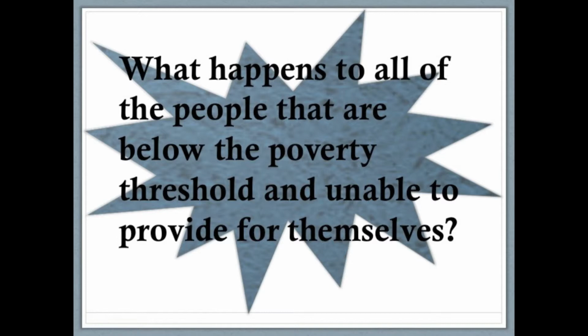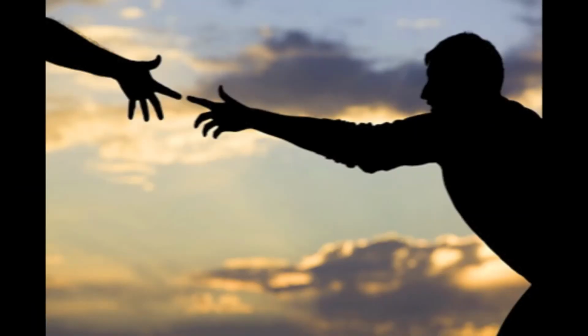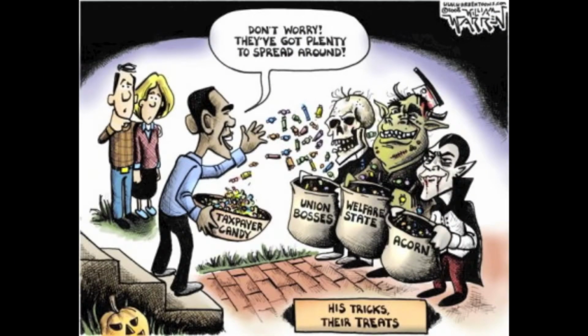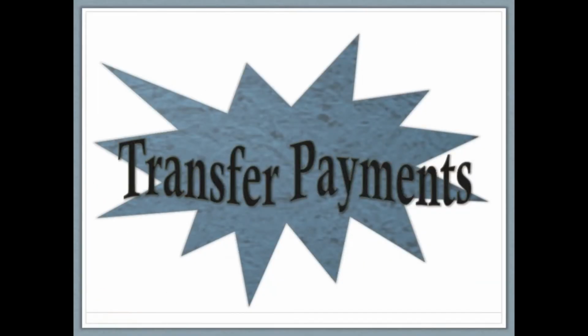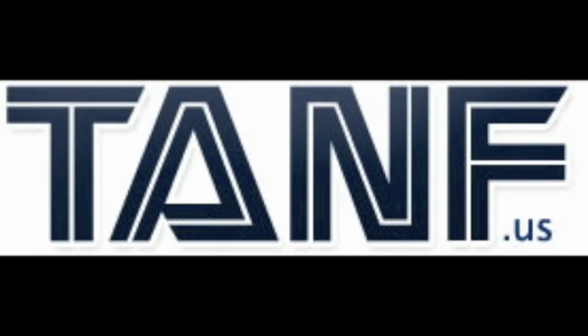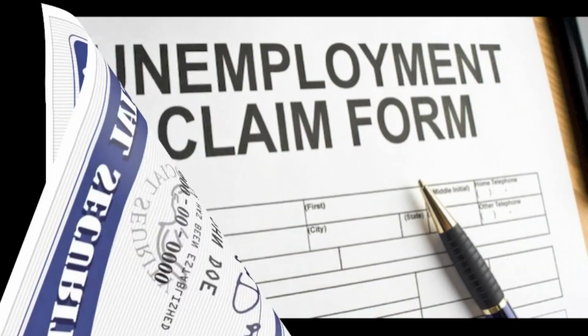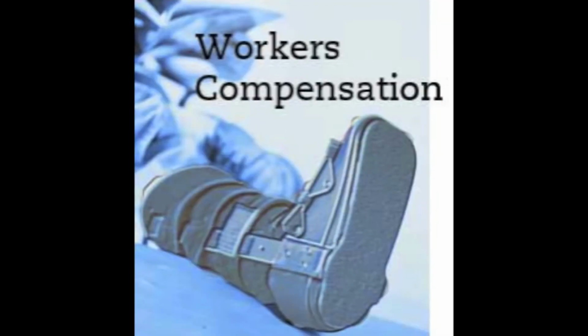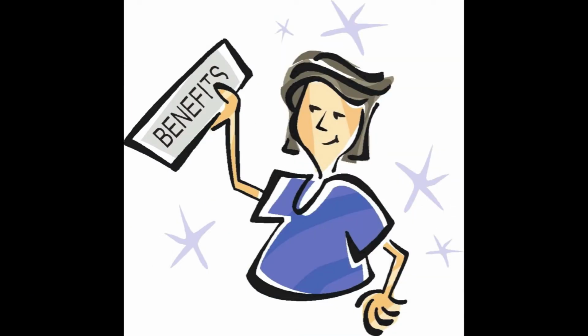What happens to all of the people that are below the poverty threshold and unable to provide for themselves? Well, these people require assistance from the federal government in order to survive day to day. The government provides a redistribution of the money. They do this through transfer payments, which are direct payments of money to poor, disabled, and retired people. Some of the programs included in the transfer payments are TANF, Social Security, unemployment insurance, and workers' compensation. This assistance is just one of the many benefits of a free enterprise system.